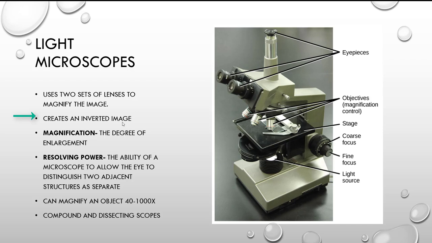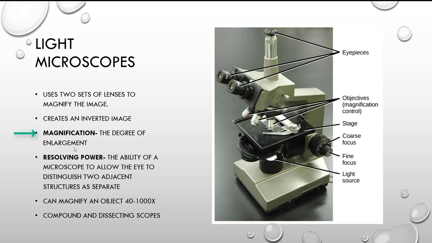And you'll see this in the lab. If I were to put an image, let's say a letter E, under this microscope right side up, when I'm looking at it under the microscope it would be inverted. So it would be an upside down E. So when I'm looking at a slide, I am able to see it magnified.